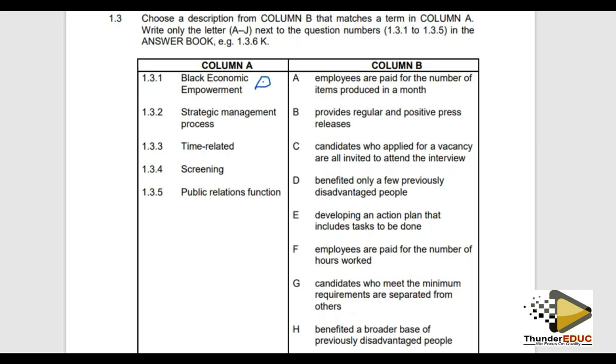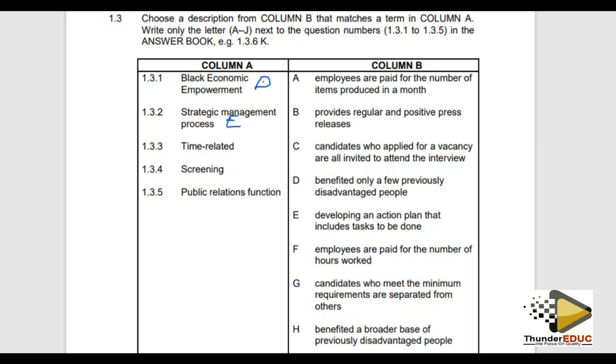So now moving on to the next question, we have 1.3.2. It addresses the issue of the strategic management process. To be strategic in a business, it means the business should always take into account the action plan. They should have the plan: where are they going to start, and how are they going to implement the plan that they already have? So if we check the options given, the appropriate answer for this question is E. So E is developing an action plan that includes tasks to be done. So we have E as our appropriate answer.